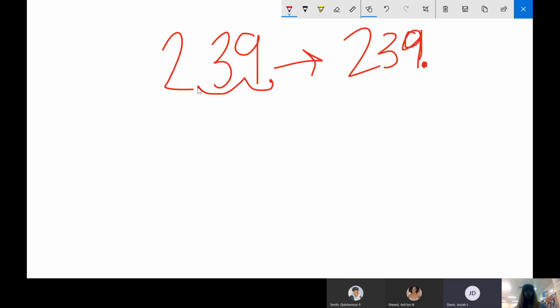Do you understand now? Yeah. Okay, I think what happened was you might have moved it 1, 2, and then you might have added that 0 in there. Make sure that you don't move too many times over.